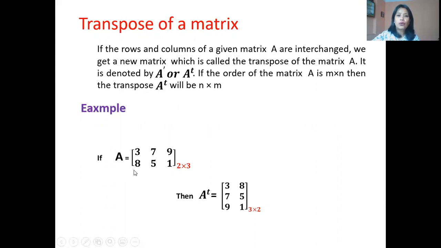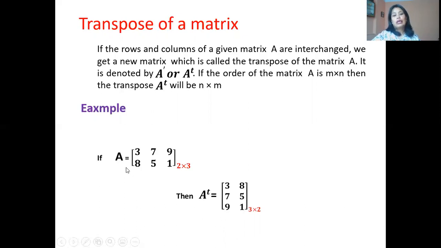A has the second row 8, 5, 1. This second row will interchange to the second column. So look students, here rows are changed into columns and columns are changed into rows. 3 and 8, the first column here, now in A transpose becomes a row, 3, 8. In the second column, there are the elements 7 and 5. Now it becomes the second row, 7, 5. The third column, 9, 1, becomes the third row.